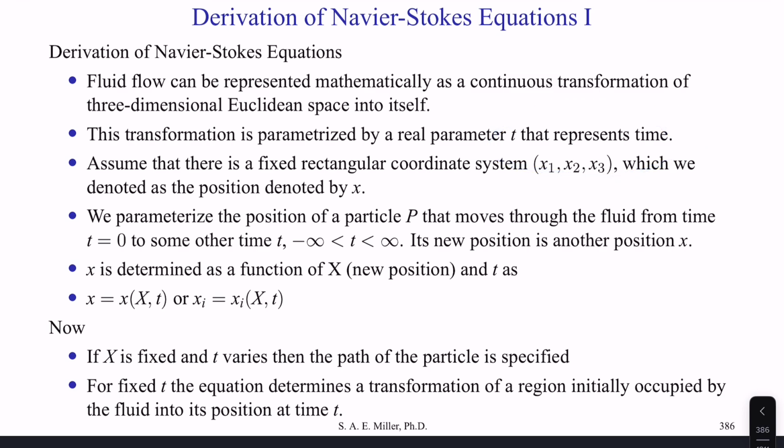There'll be a fixed coordinate system, which we'll see as a Cartesian, and x1, x2, and x3 representing the three directions x, y, and z. And we'll denote a particular position by position vector x.